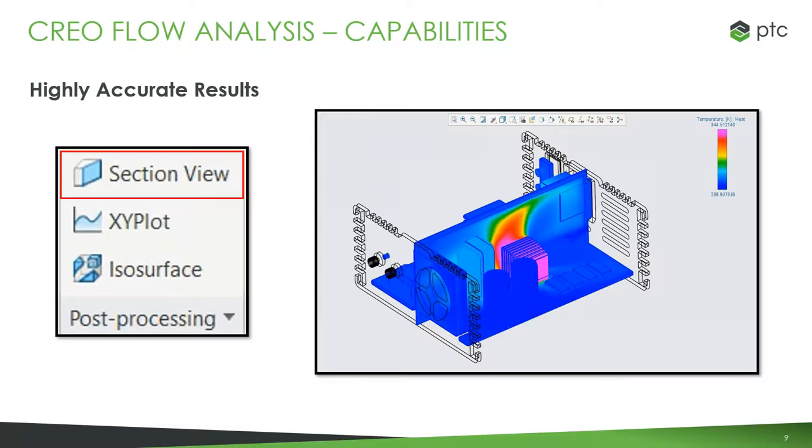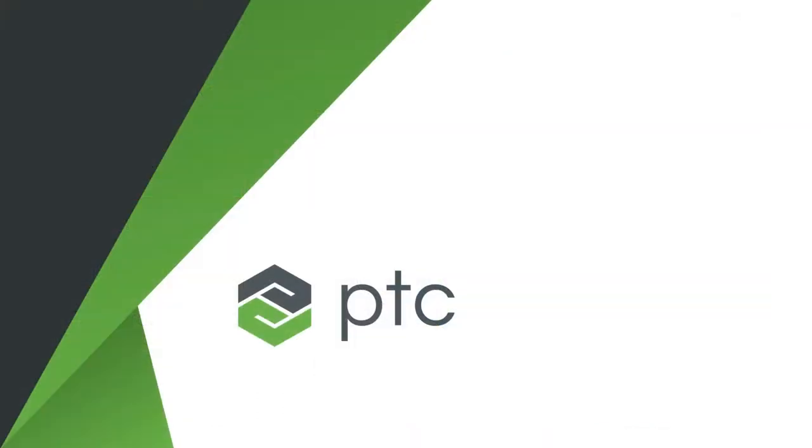So we have many different ways of viewing the results, including taking section views of the model, creating XY plots, viewing ISO surfaces like we see on the screen there. And then with this, not only getting results, but getting into a form that actually provides us with insight rather than just a large sum of data that we have to sort through. And so to get a better understanding of that, I'd like to take us through a little bit of a demonstration here working in the context of Creo.